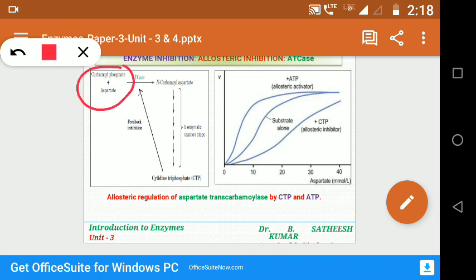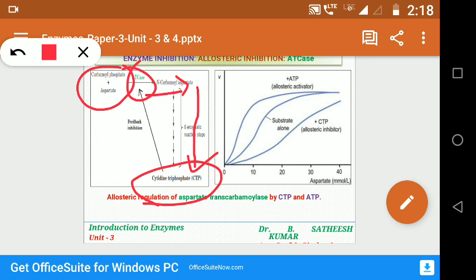So here you can see the substrates carbamyl phosphate plus aspartate, S1 and S2. These two are the substrates, and ATCase is the enzyme which forms carbamyl aspartate. This is the product of ATCase, and after the formation of this product, it undergoes several reactions of the pyrimidine metabolic pathway, and finally we will get the end product, that is CTP, cytidine triphosphate.